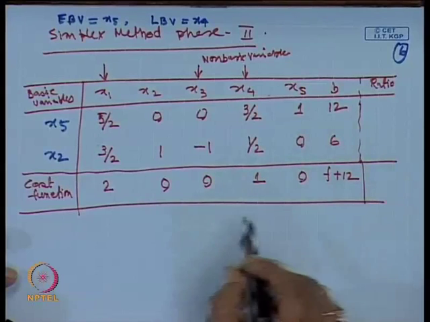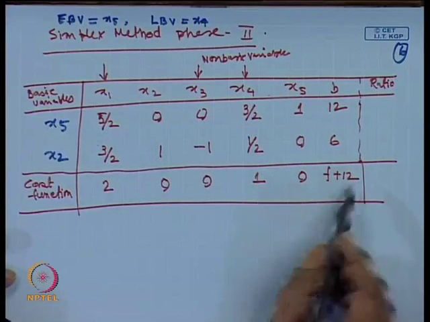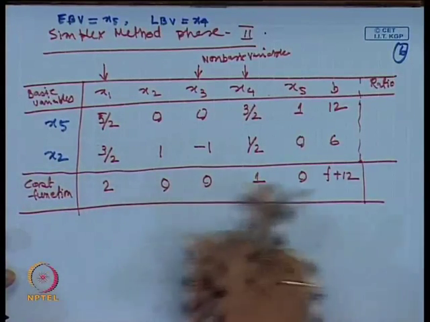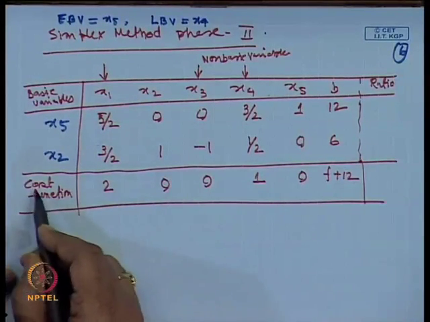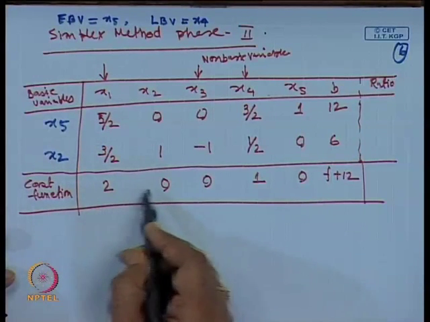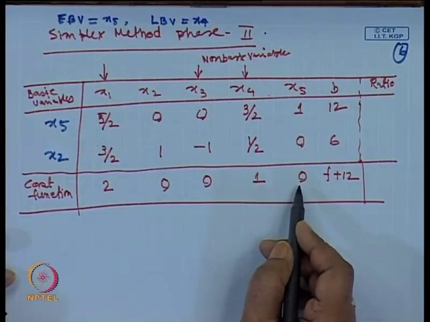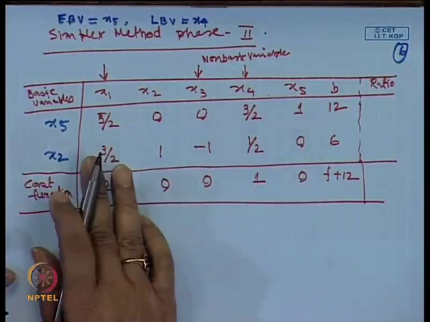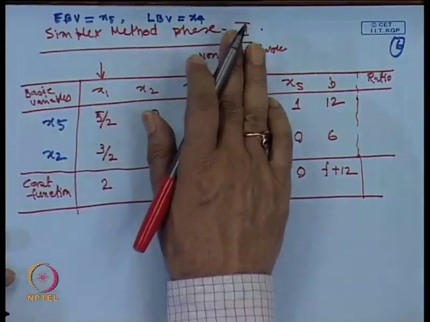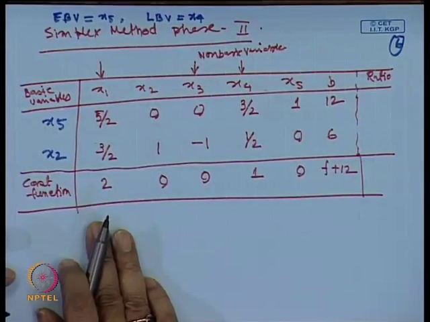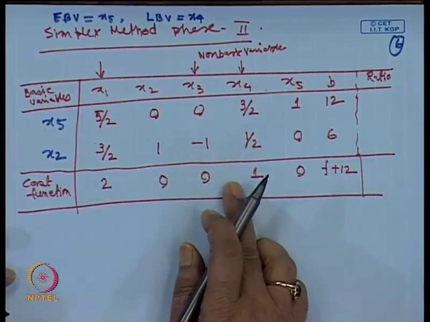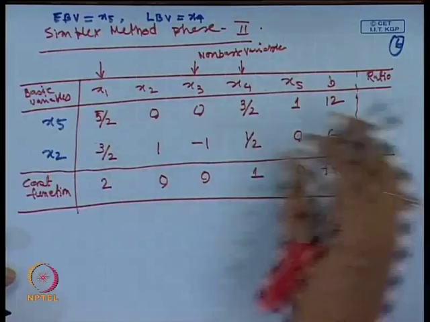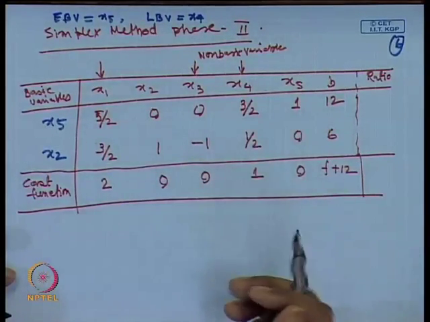Now look, is there any possibility to reduce the cost function further by looking at the reduced cost coefficients of the cost function or objective function? All are positive. So there is no chance of reducing the function value further. So we will stop our iteration in phase 2 here. Suppose you got some coefficient negative, then you find the pivot column, pivot row, and then pivot element. Proceed in a similar manner.